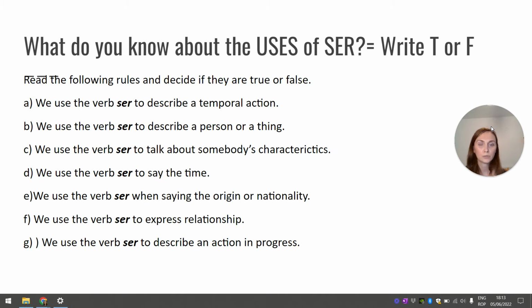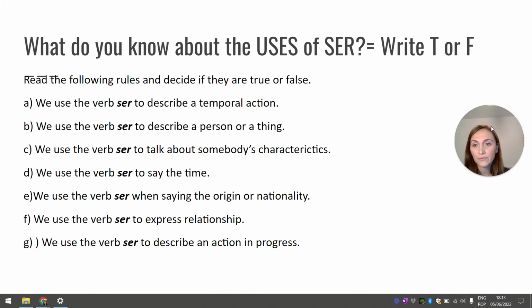I'm going to read all the rules, and then I recommend you to do the following. Pause the video, write A, do not copy the sentence, just write A and then true, B, false, and so on and so forth, okay?